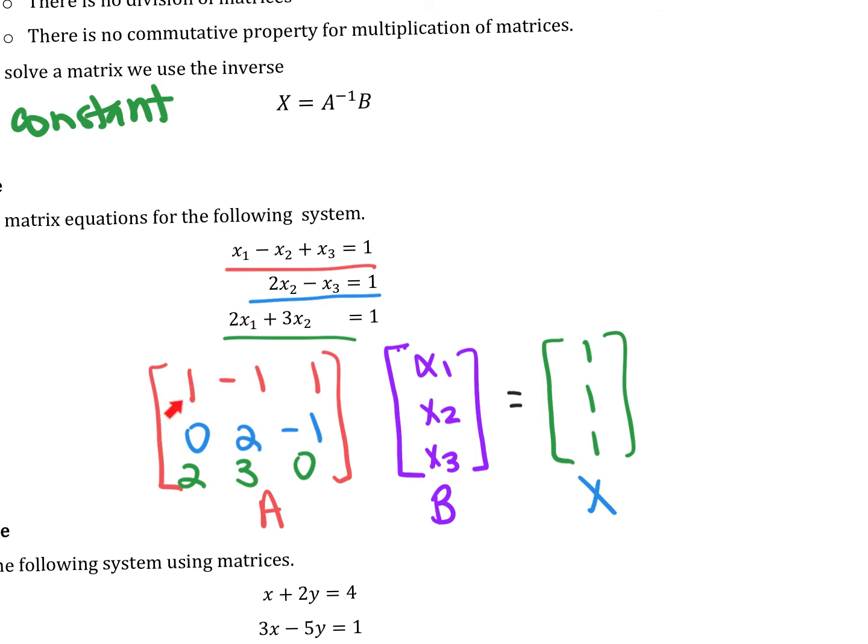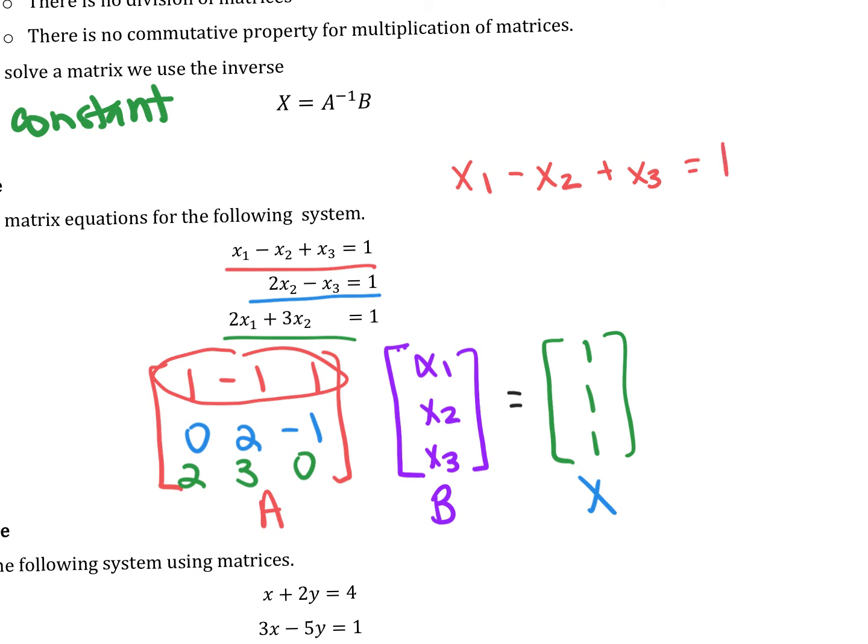And if we multiply this out on this side, it'll give us this system over here. Remember, we do a row times a column. So I do 1 times x1, and I'll get x1. -1 times x2, and negative x2. 1 times x3, a positive x3. And that has to equal whatever's sitting up here, that first element, 1.